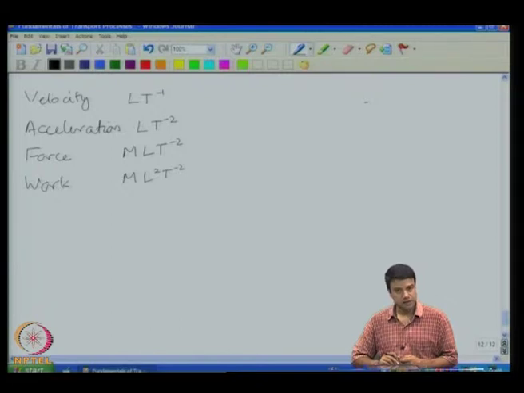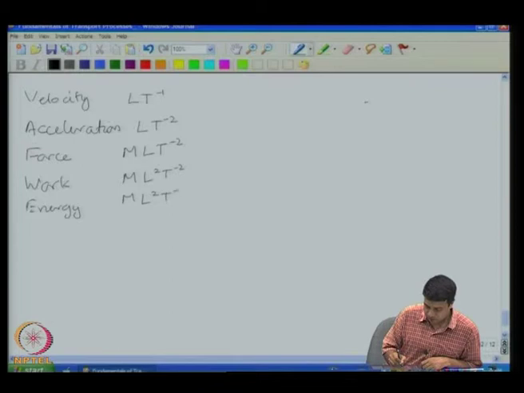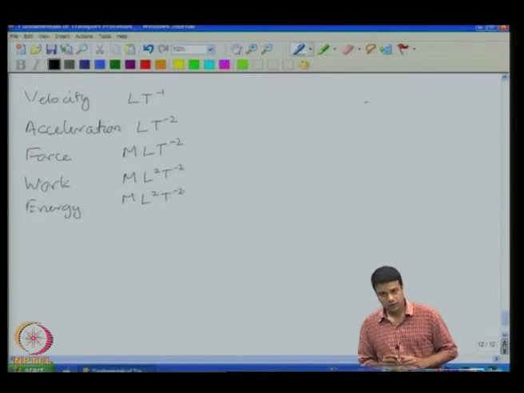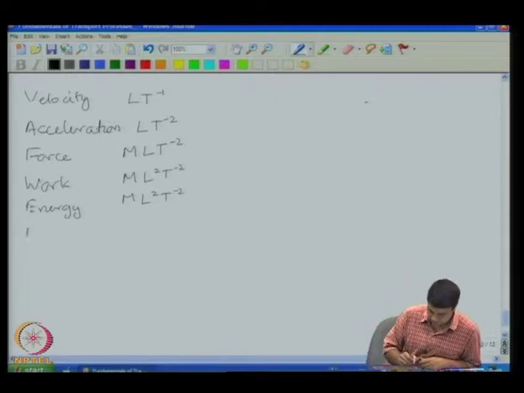Energy has the same dimensions as work, m L square t power minus 2. And power is the rate of input of work, the work input per unit time. So it is going to have the dimensions of energy per unit time.